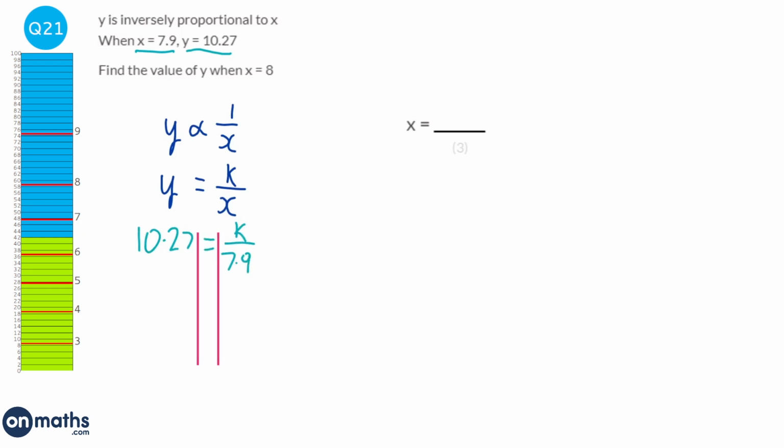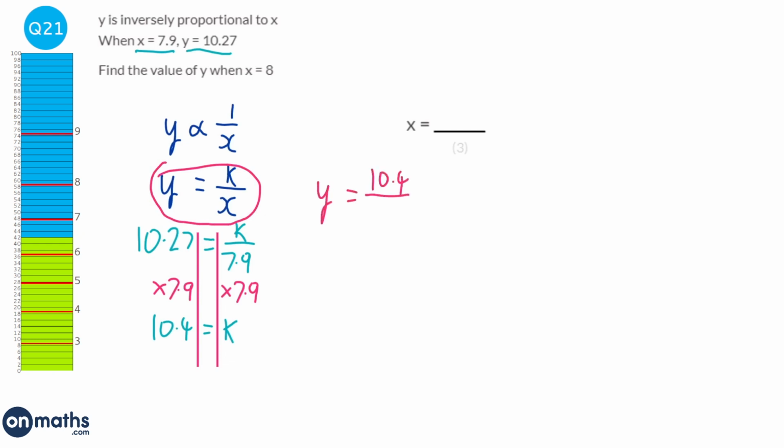I do a bit of simple solving by multiplying both sides by 7.9. When I do that, I get that k is 10.4. Now rewrite our equation we wrote here, but this time with our k value in, which is 10.4. And we're asked to find out what y is when x is 8. So we just do 10.4 divided by 8. And when we do that, we get 1.3.